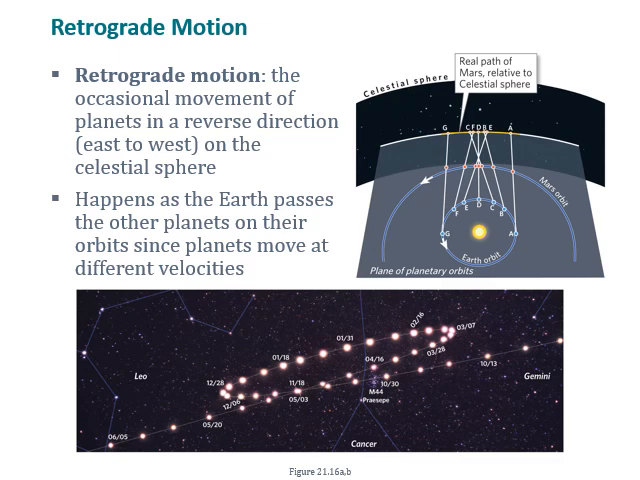Notice the points A, B, C, D, E, F, and G. Sometimes Earth is in front of Mars, sometimes Earth is in line, and sometimes it is behind.